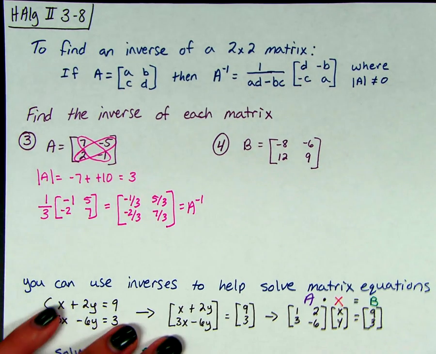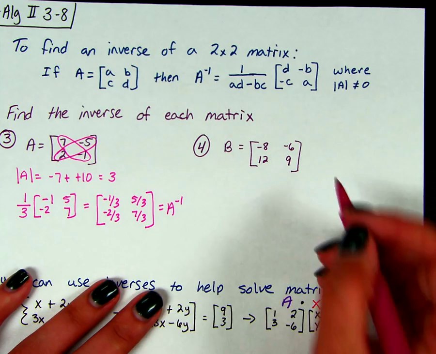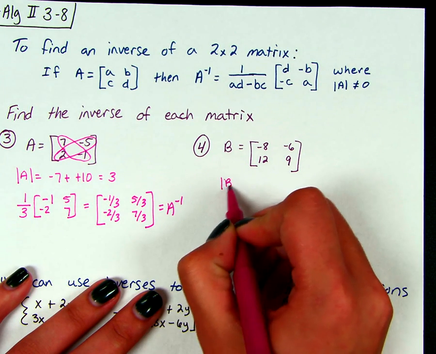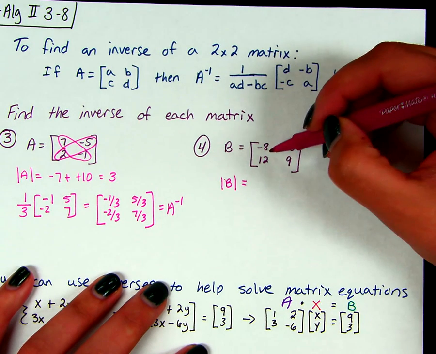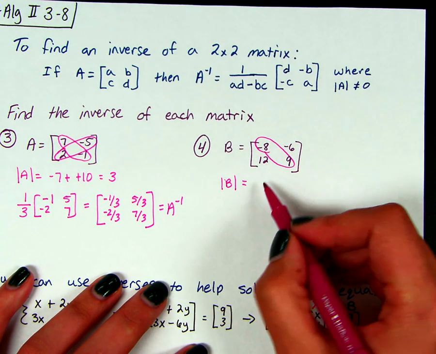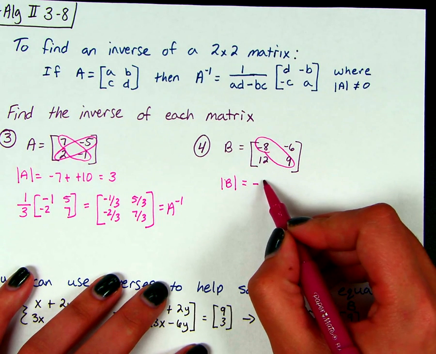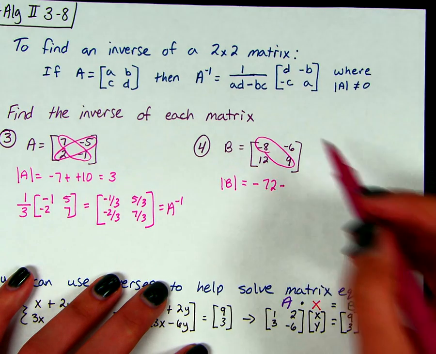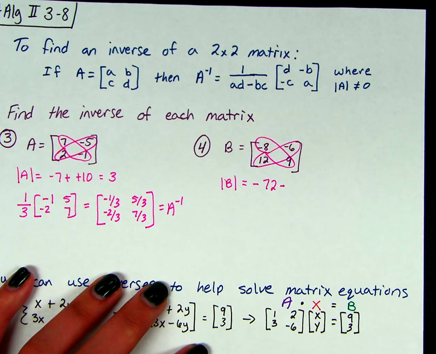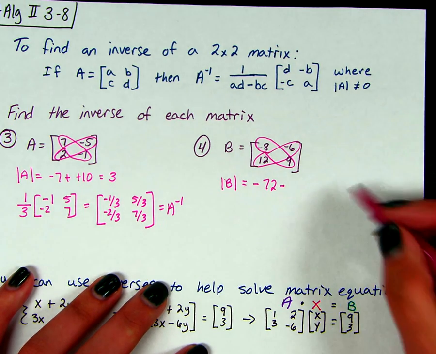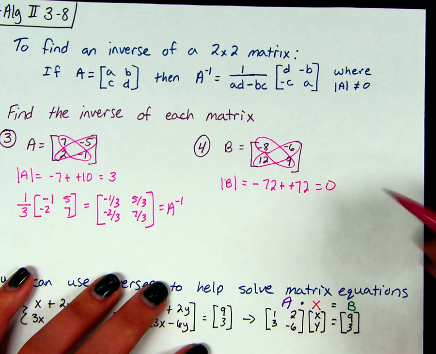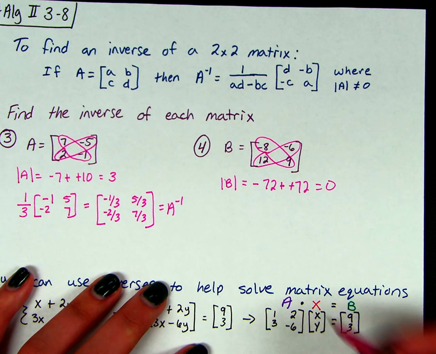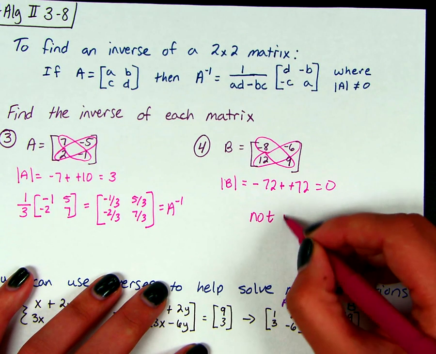All right, so let's do another one for practice. So again, we're going to start by finding the determinant of the matrix that they give us. So we are taking negative 8 times 9, so that's going to give us negative 72, minus, and then 12 times negative 6 is also negative 72, so we're adding. So we end up with 0, so again, if that happens, we can't find the inverse, so this is not possible.